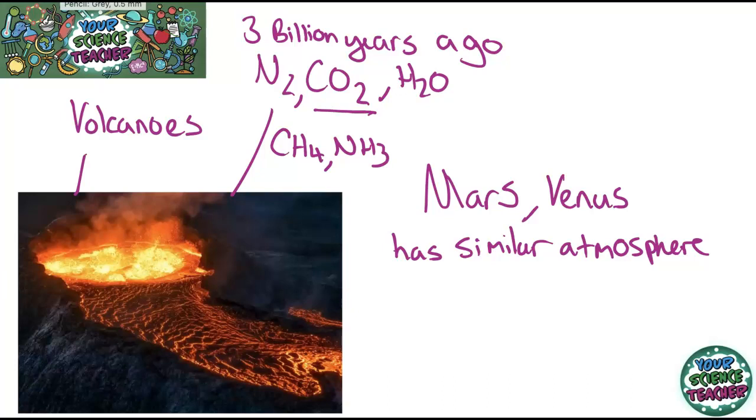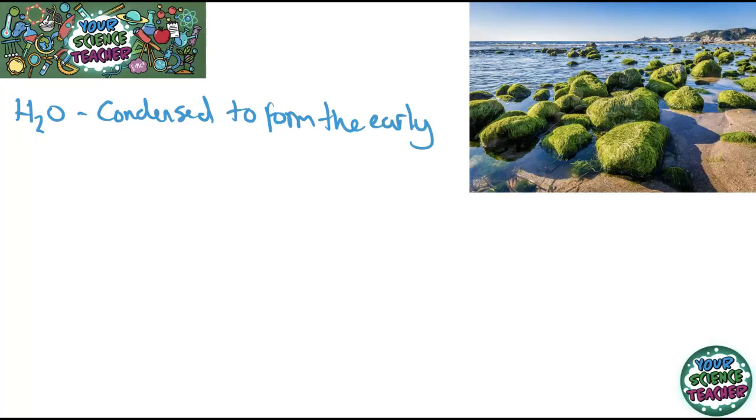So what changes happened, and when did we start to get an atmosphere that resembles a little bit more what we have today? Well, one massive change is that water condensed and formed the early oceans, and this sparked off a huge chain of events. Once the temperatures on Earth got low enough, the water present in the atmosphere could condense, and this is what formed these early oceans.